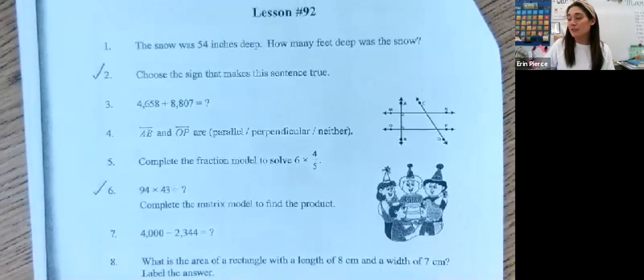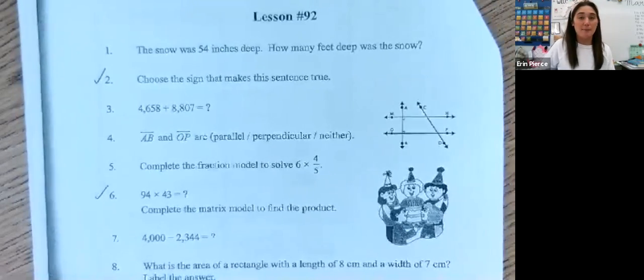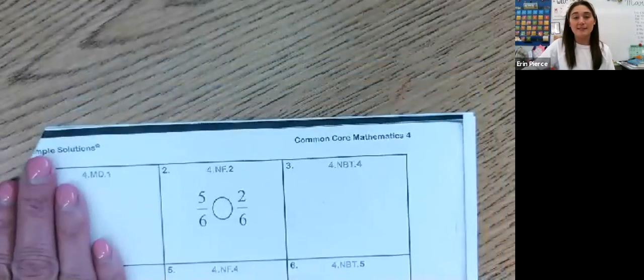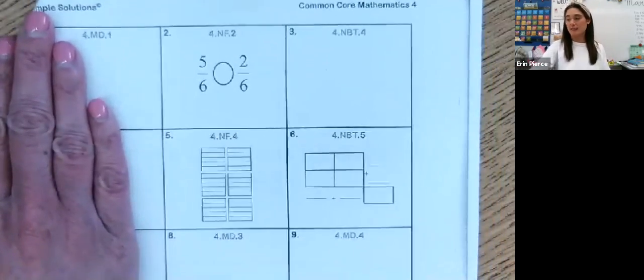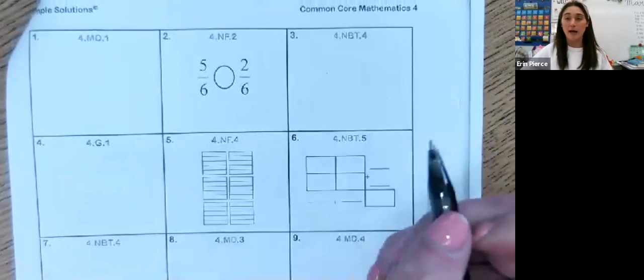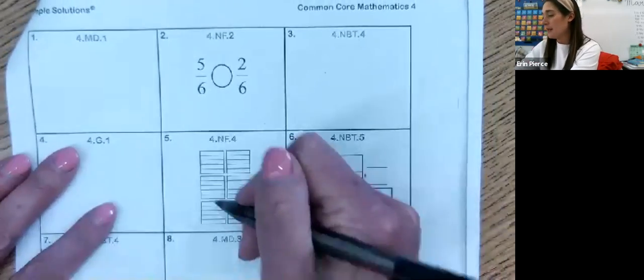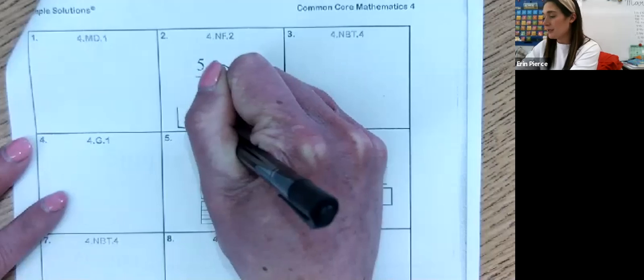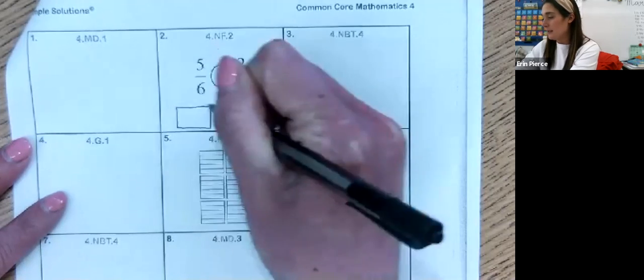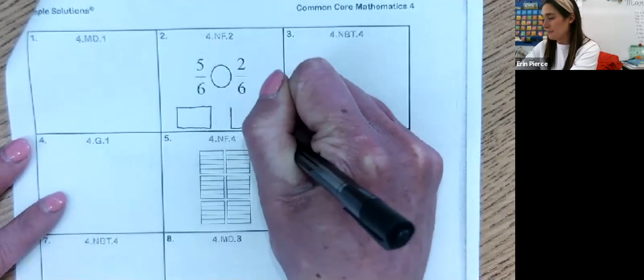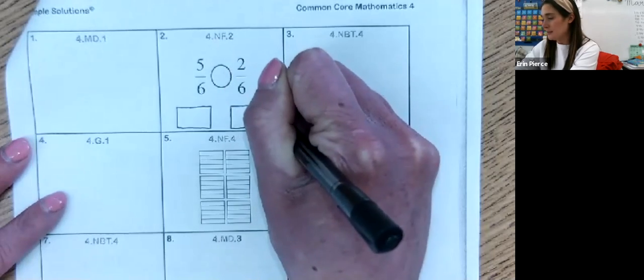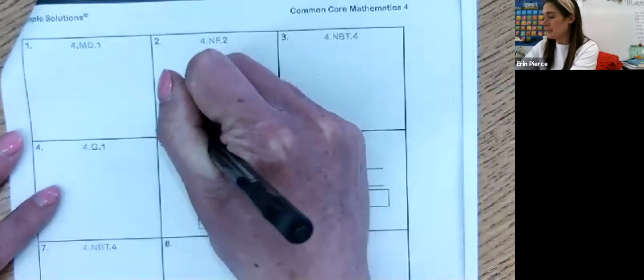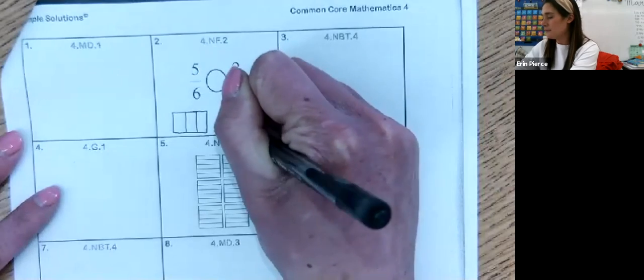All right, so first, number 2, choose the sign that makes this sentence true. So we're going to take a look. We have 5/6 and 2/6. First of all, I can always draw a picture, and my picture needs to be the same size if I am making a picture to help me understand. I'm going to split each into 6 equal parts.